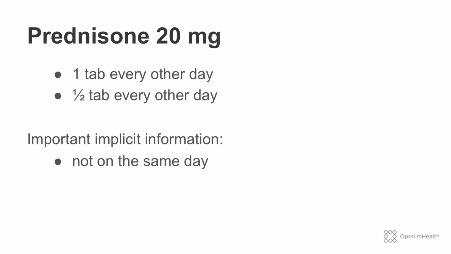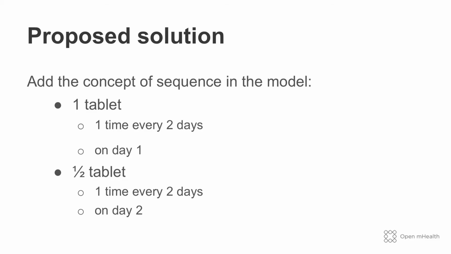So we have implicit information, in the sense that we process natural language by making these inferences, but the model needs to accommodate that. And the model needs to be very clear that these things don't happen on the same day. To solve this specific example, we have introduced the concept of a sequence. So 1 tablet is taken 1 time every 2 days, and half a tablet is taken 1 time every 2 days, and 1 happens on day 1 and 1 happens on day 2. So this is just a sample.